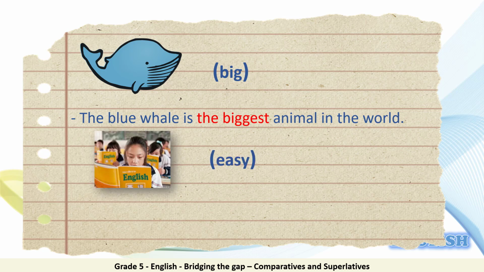Here is another example. A girl studying English. Can you make a sentence comparing between English and maths using the adjective easy? English is easier than maths. Easier is a comparative form with y changed into I. Clear, my friends?